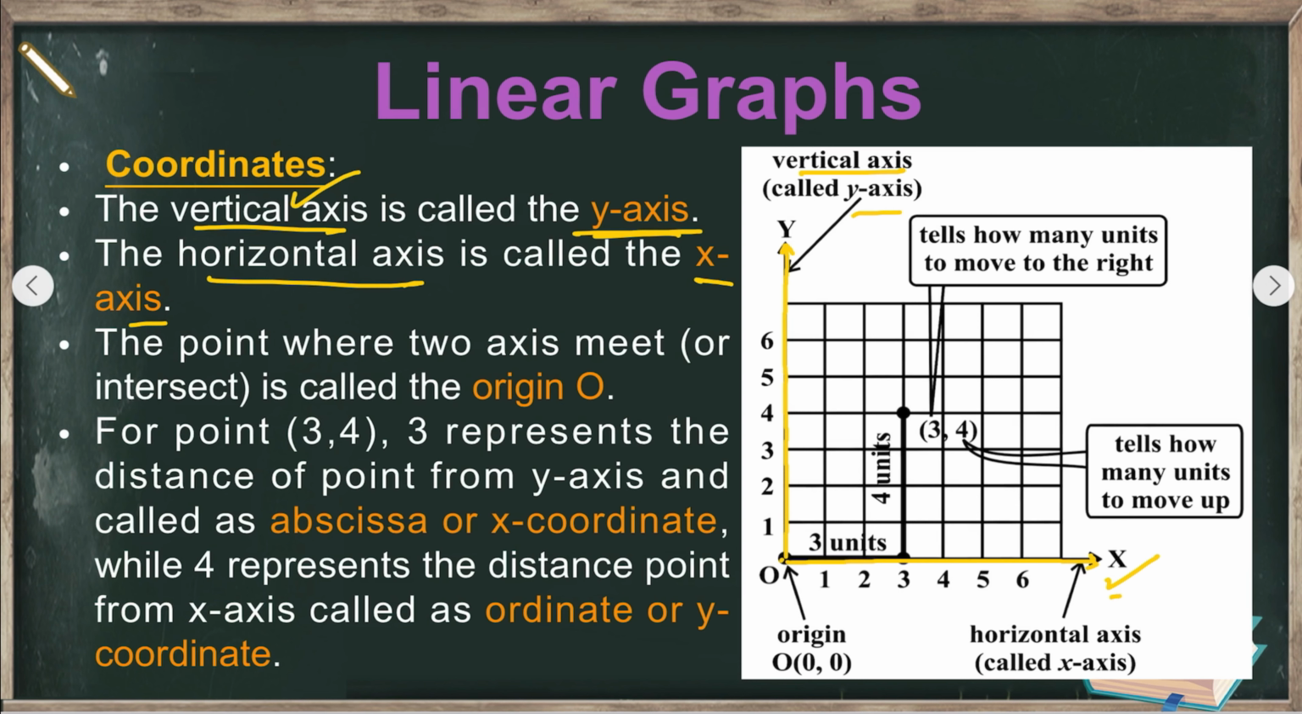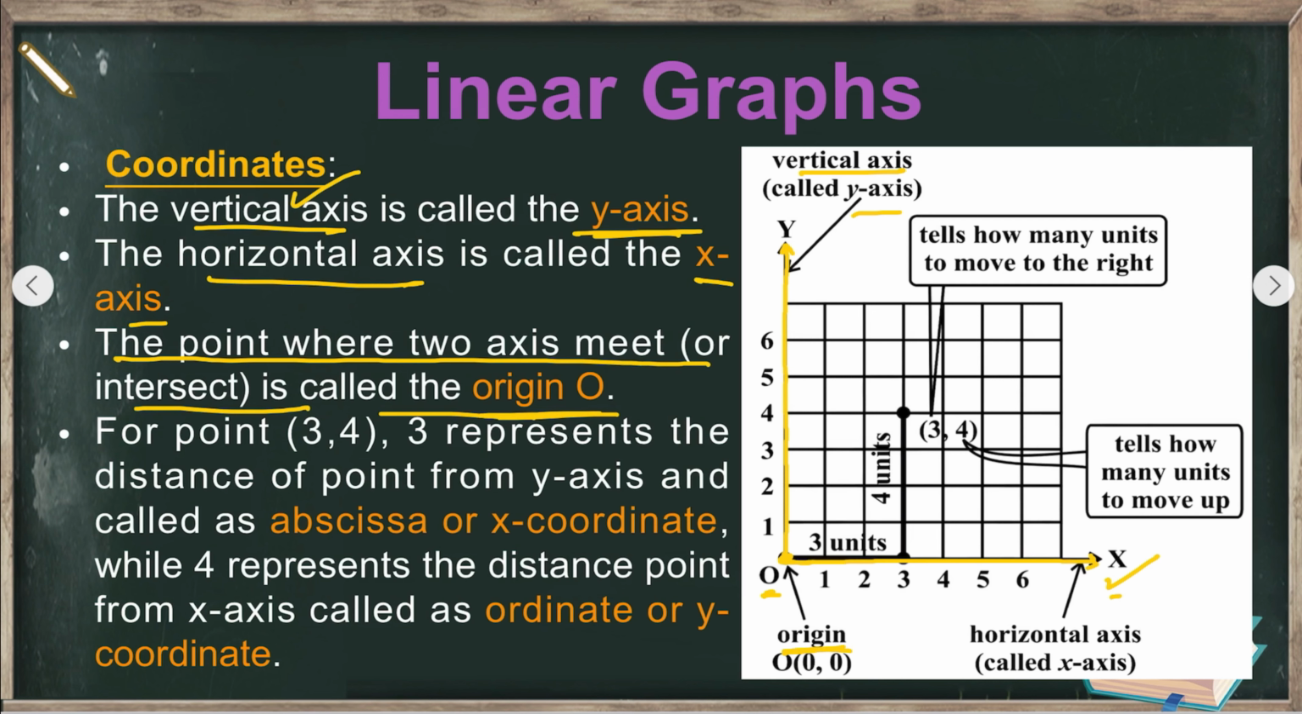Now the point where the two axes meet or intersect is called the origin. The point where these two axes are meeting or intersecting is called the origin of this system, and it is represented by the capital letter O.